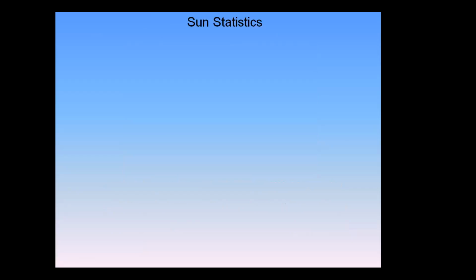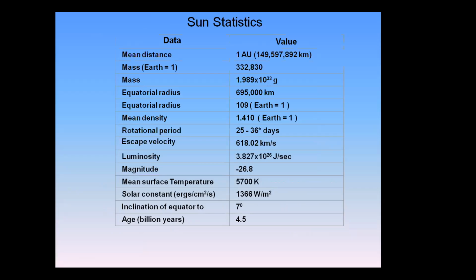So basically, when you look at the sun, the basic statistics I have listed here, like mean distance from the Earth, one astronomical unit. You know the astronomical unit is one unit we may use in astronomy. It's a very long unit because a kilometer is a very small unit. So it is almost 150 million kilometers, one astronomical unit. That is the Earth-Sun distance.